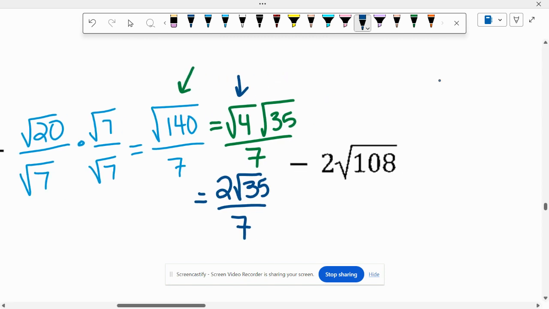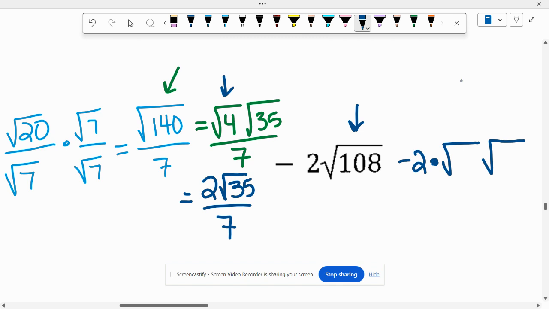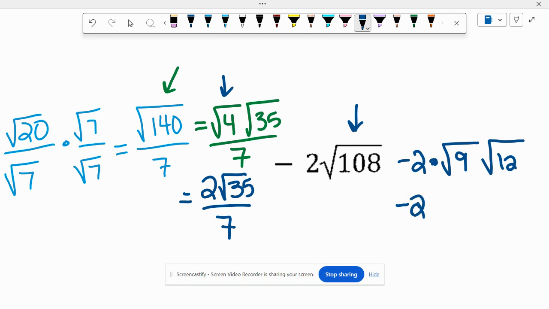Okay, so let's look at 108. Let's break up that square root of 108. The negative 2 is still going to come out front. Let's see. What are 2 numbers that multiply together to equal 108? One of them has to be a perfect square. Okay, 9 and 12. Perfect. Trey, what is the square root of 9? Okay, so now I have negative 2 times 3.